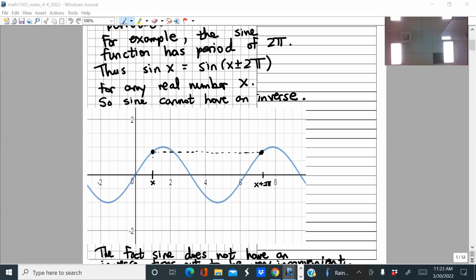But that's really an inconvenient fact, because inverses are going to be really useful and important to us. So we would like the sine curve to have an inverse. What we have to do here is get a little bit clever so that we can make sure that the sine function does have an inverse. All right, so here's what we do.